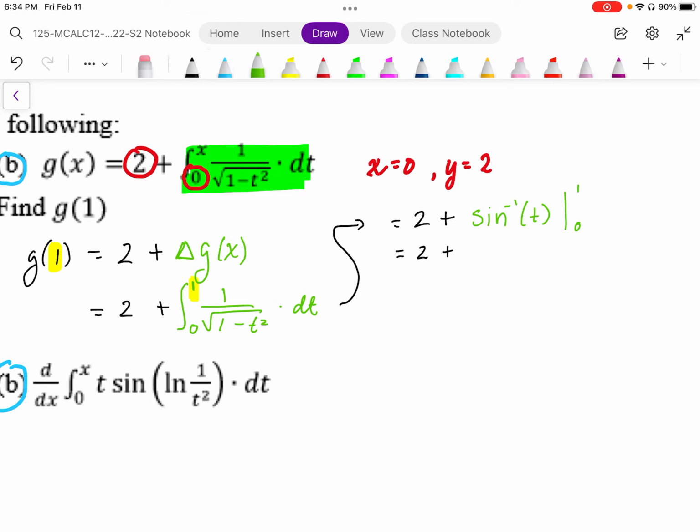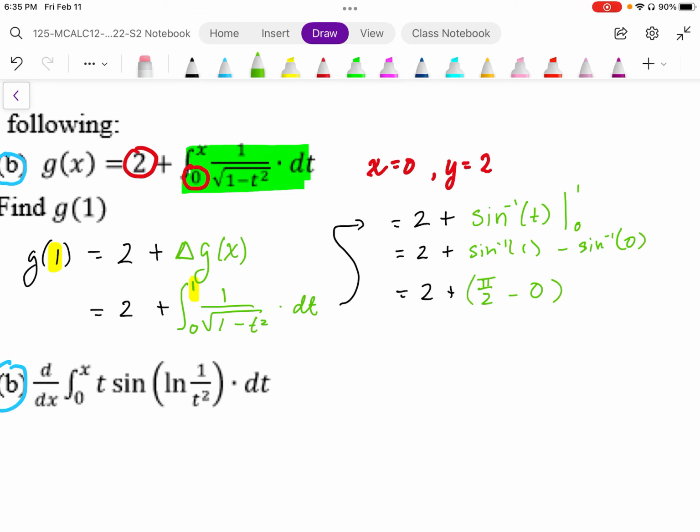So the arcsine of 1 minus the arcsine of 0. So we end up with 2 plus arcsine of 1. Arcsine of 1 is going to give us 90 degrees. The arcsine of 0 is 0.